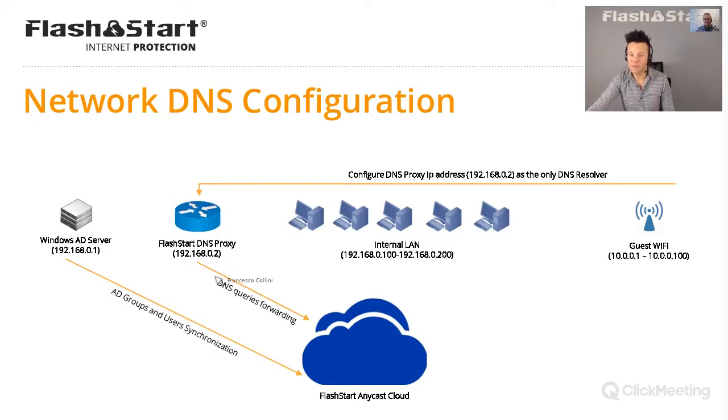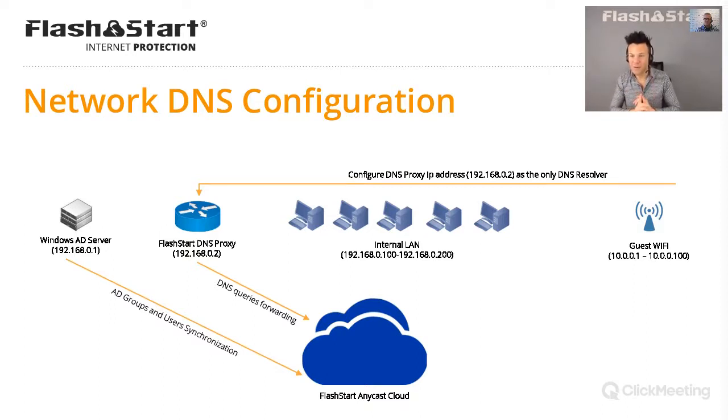Then we have another object, the FlashStart DNS proxy. This is responsible for forwarding the DNS queries outside. Pay attention: you need to configure the FlashStart DNS proxy, in the example 192.168.0.2, to your internal LAN and guest Wi-Fi network. You can set up DNS manually, or it's preferable to deploy it through DHCP.